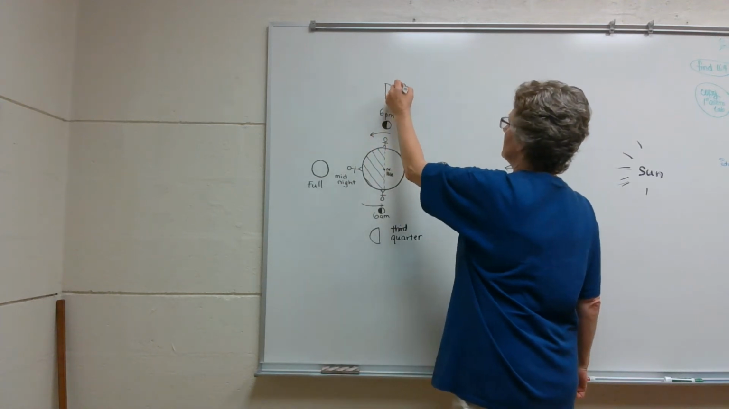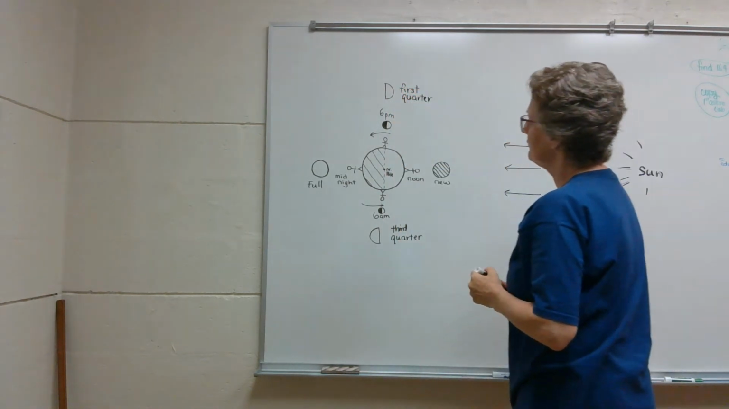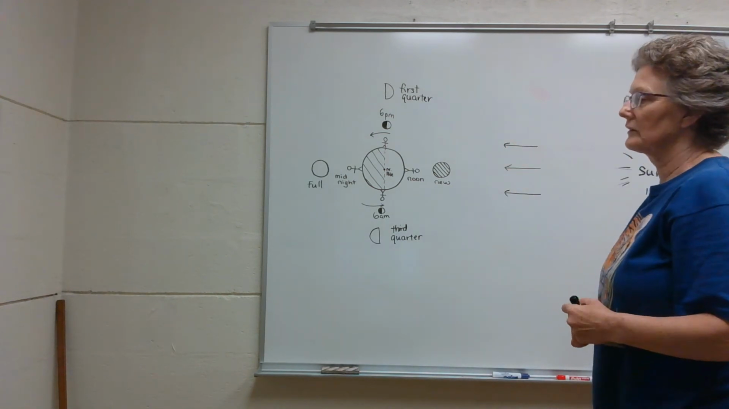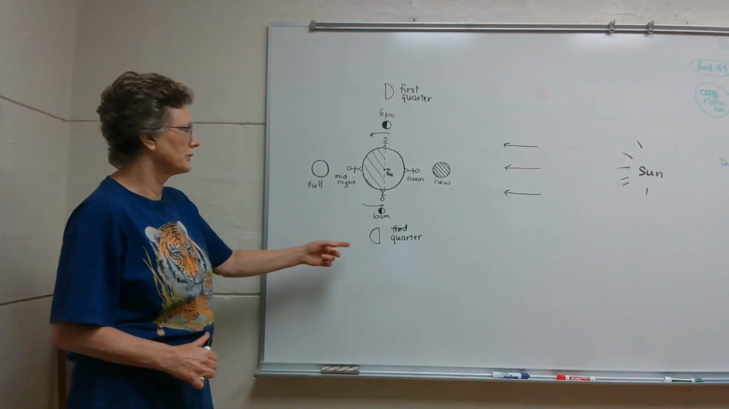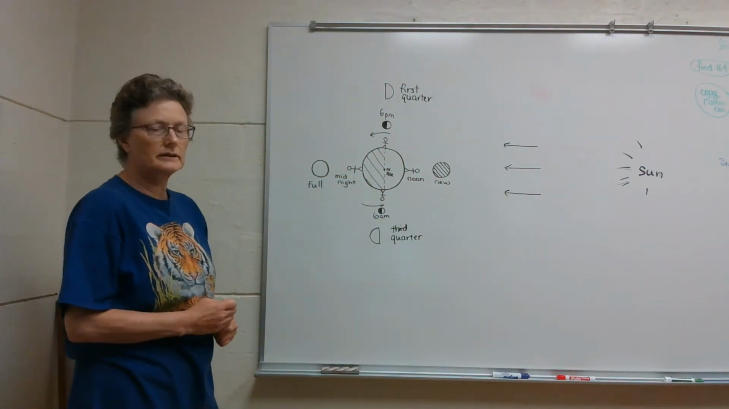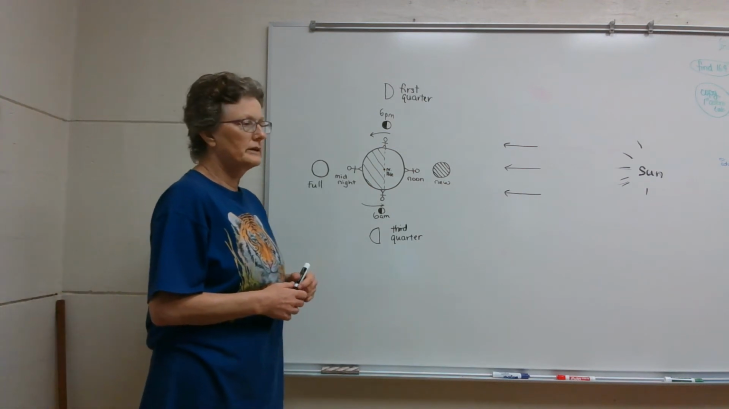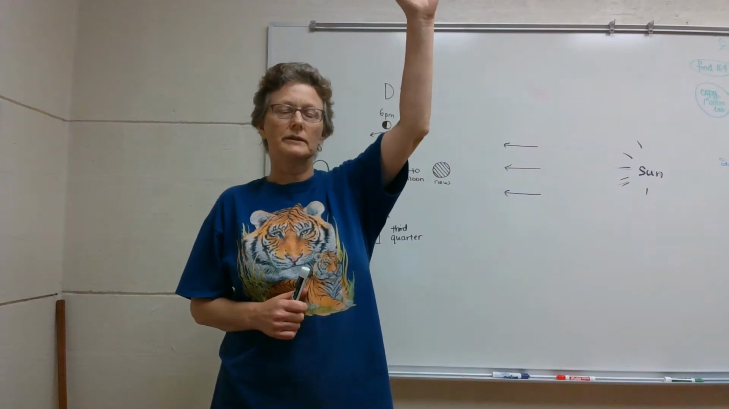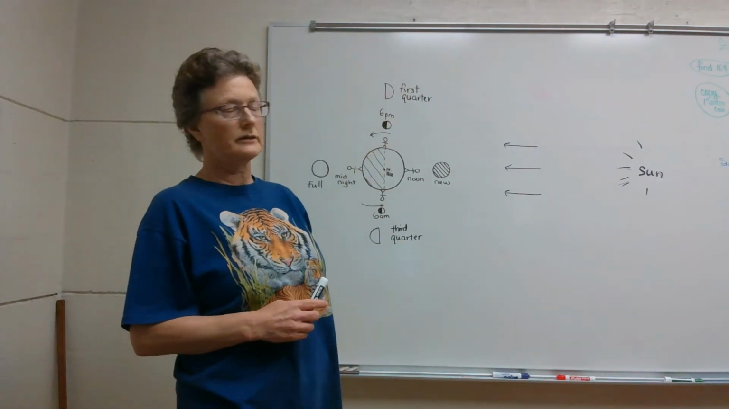And this is what we call the first quarter. So the first quarter moon is overhead at 6 p.m. and the third quarter moon is overhead at 6 a.m. When I say overhead, what I mean is the highest point in the sky. So essentially it's going to be high in the sky in the south.